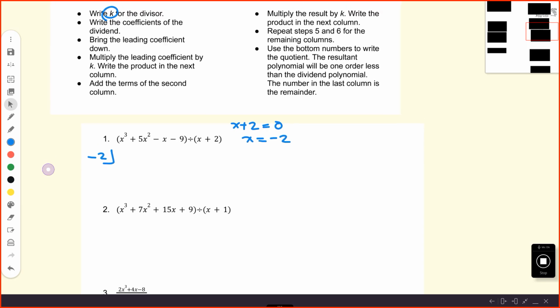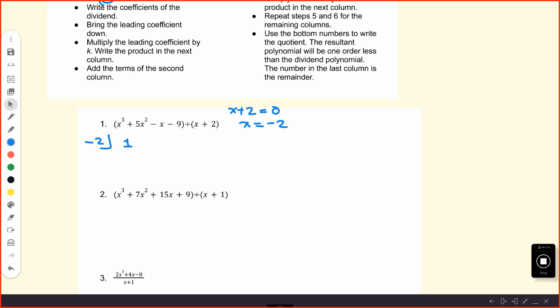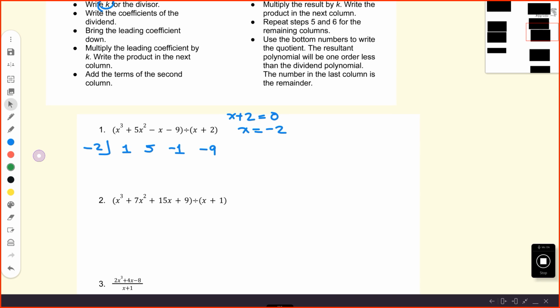After you identify the k, you're going to write the coefficients of the dividend. This is easier because you don't have to deal with variables. So what are the coefficients? We have 1, 5, -1, and -9. And remember, if you have a missing term, you put a placeholder, which is 0, as the coefficient. But here, we don't have a missing term from the x cubed.